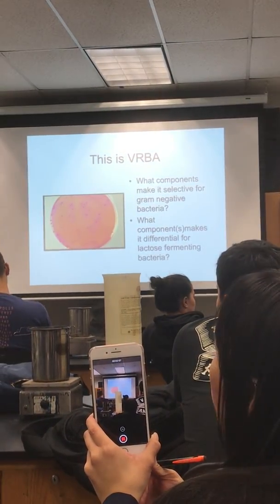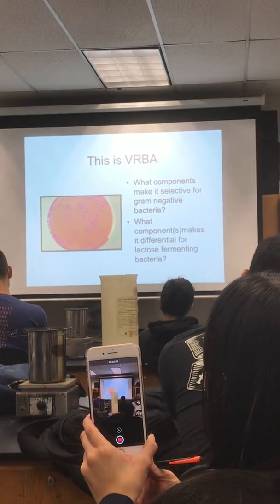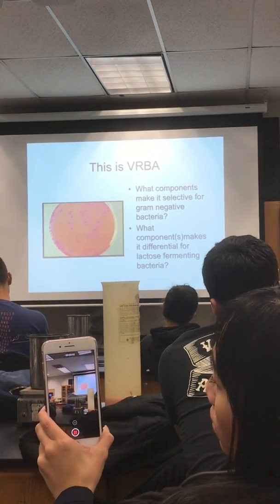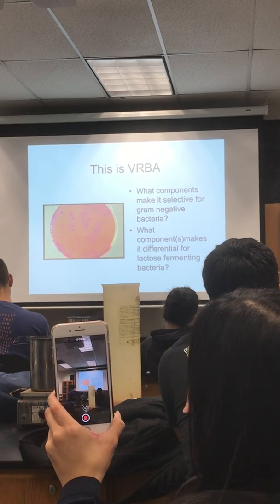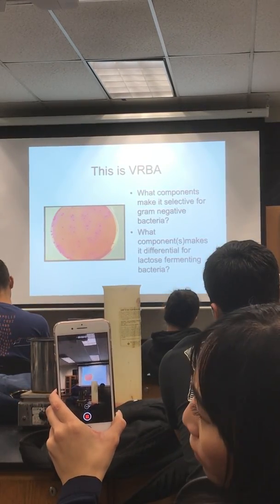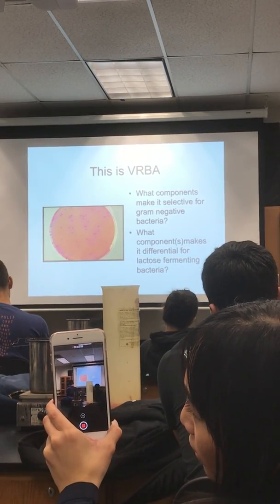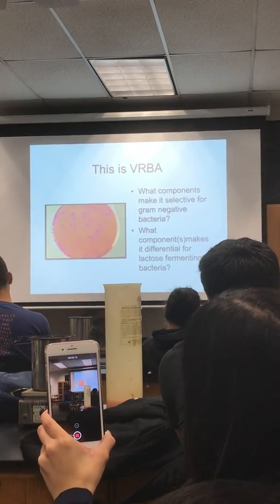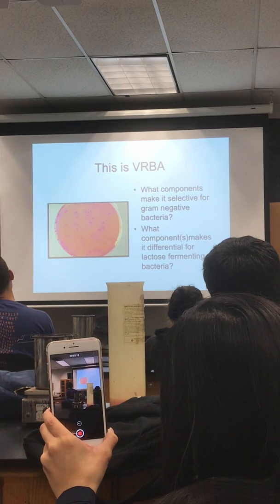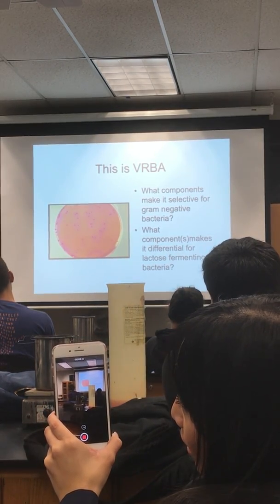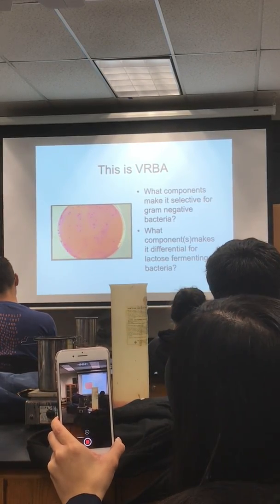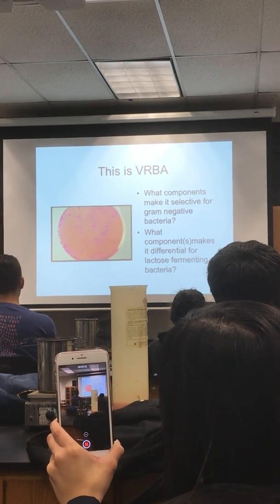This is a little bit more recent in all of your memory. This is EMB agar. What components make it selective for gram-negative bacteria? Crystal violet and the bile. They inhibit the gram-positive, making it selective for gram-negative bacteria.